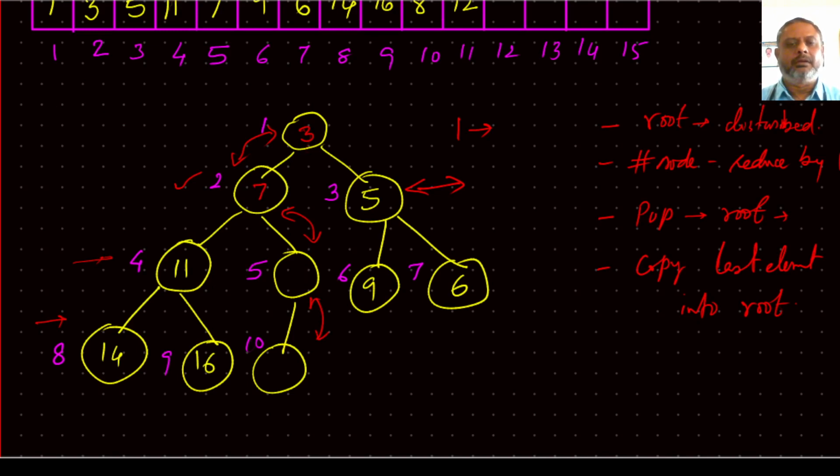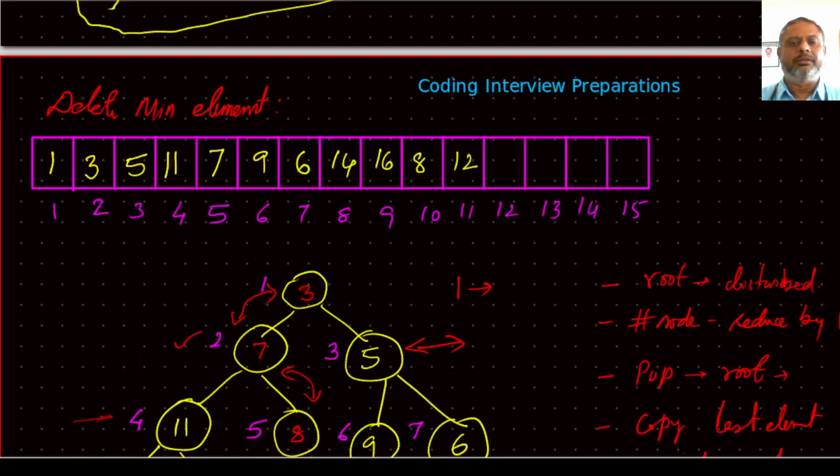So 8 comes here and 12 comes here. If you look at it, 3 is followed by 5 and 7, so they are in the right place. 7 followed by 8 and 11, right place. 8 followed by 12, right place. So at the end, this has become a correct min heap, and now the whole thing has changed.